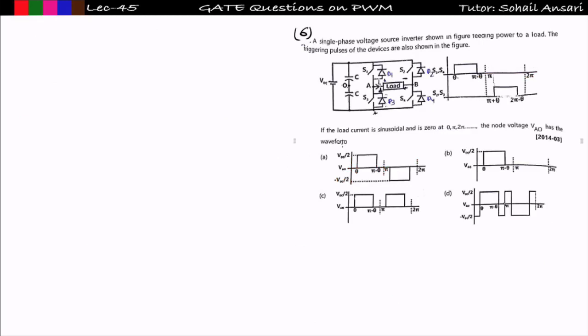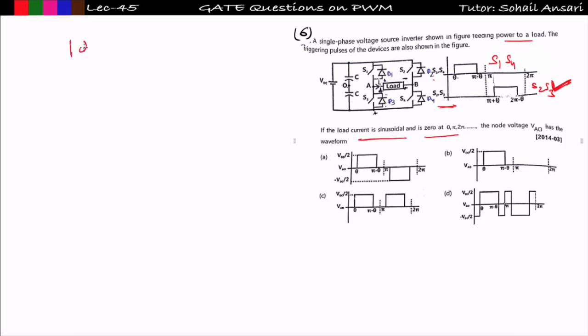See the next problem. I think you will have a problem seeing the figure, so let me speak the question. A single phase voltage source inverter shown in the figure is feeding power to the load. The triggering pulses of the devices are also shown in the figure. S1, S2 and S3, S4 are triggered something like this. This is my triggering of S1 and S4, and this is my triggering of S2 and S3. If the load current is sinusoidal and is 0 at 0 and 2 pi, the node voltage VA0 has which waveform?